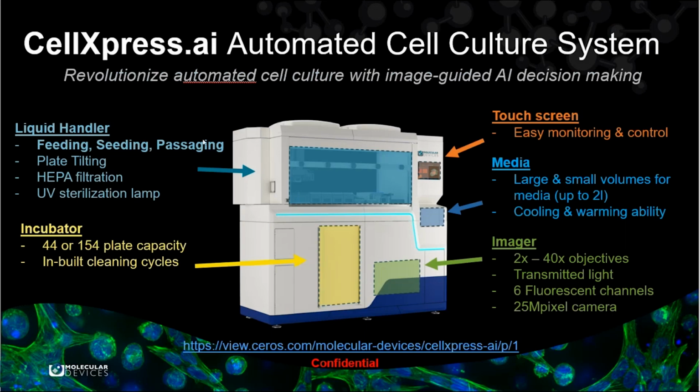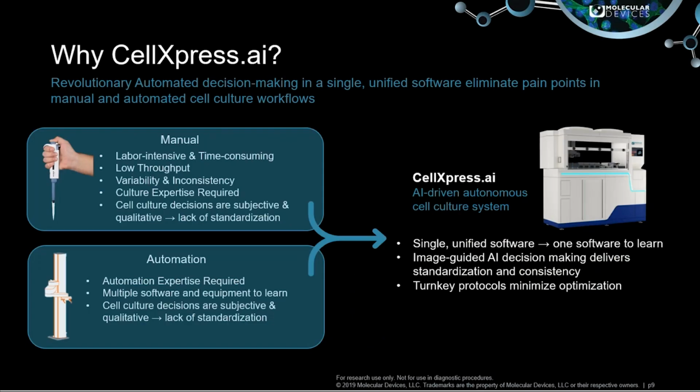So this device includes a liquid handler, which can help with feeding, seeding, and passaging of cells. It also has an automated incubator capable of holding a number of plates, with sufficient capacity to run multiple experiments. It also has an imager, which provides different channels and different magnifications, and allows you to observe phenotypic changes and monitor the culture over time.